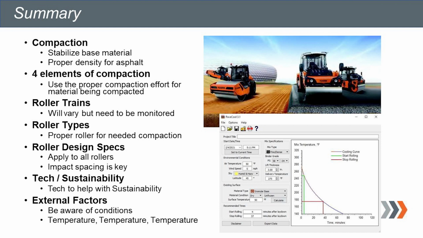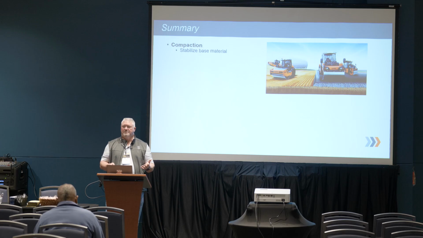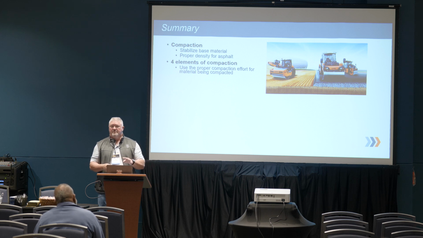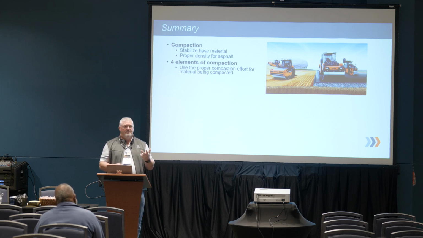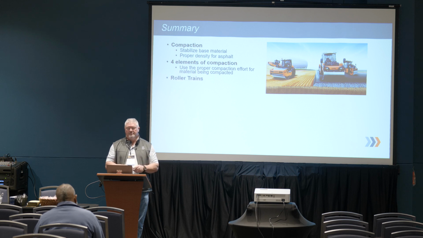So, summary: compaction, again, starts from the bottom up. We want a good stable base material to start with. Proper density on the asphalt, we're only going to get that if we have good compaction on the base. Different elements of compaction: static, impact, dynamic, and kneading. We want to make sure we get them right.